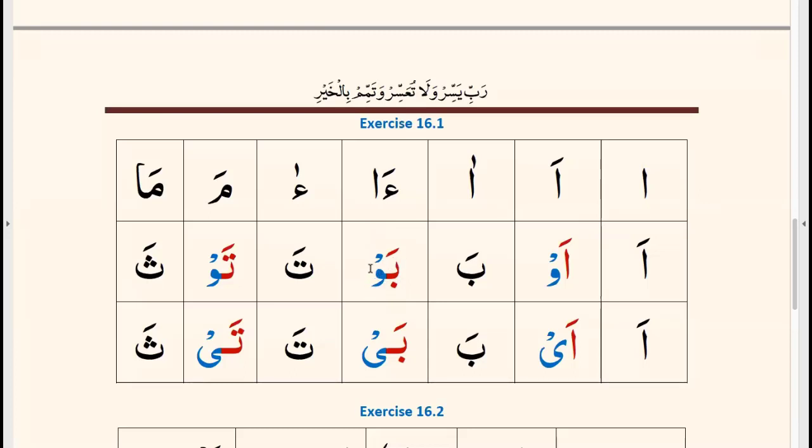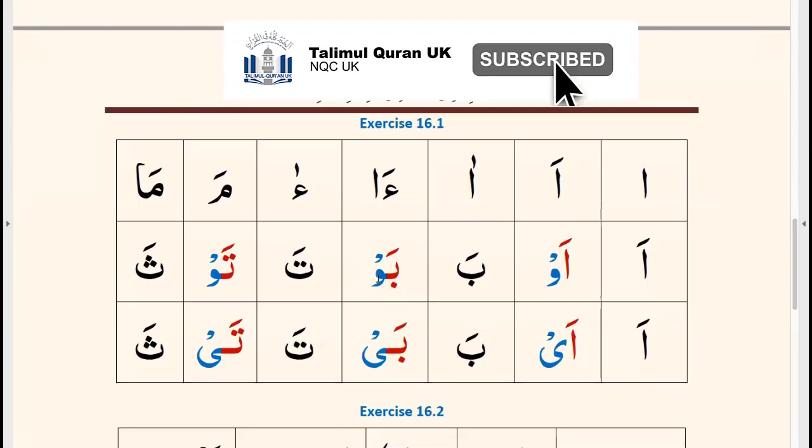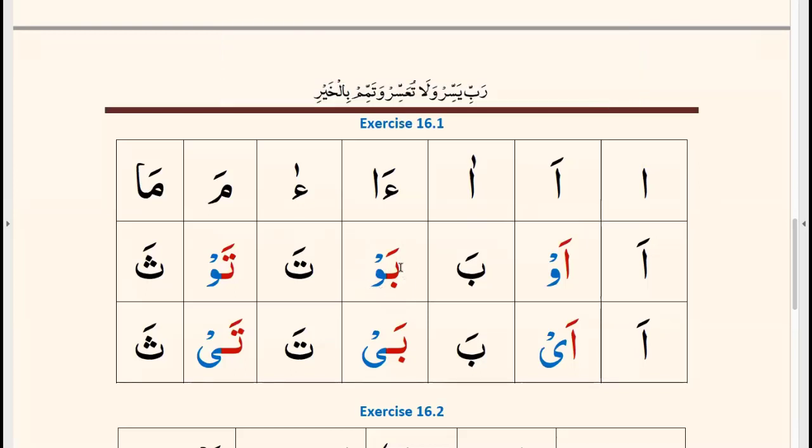Just could you make it a tiny little bit longer? Bo. That's it. Now here, what kind of ya is this? Ya sakin. Yes, and we have a ba carrying a fatha before that. So it makes it a ya-leen. Well done. Could you read this for me, please? Bay. Well done. And you did prolong it for a bit longer than 1 second. That was very nicely read.